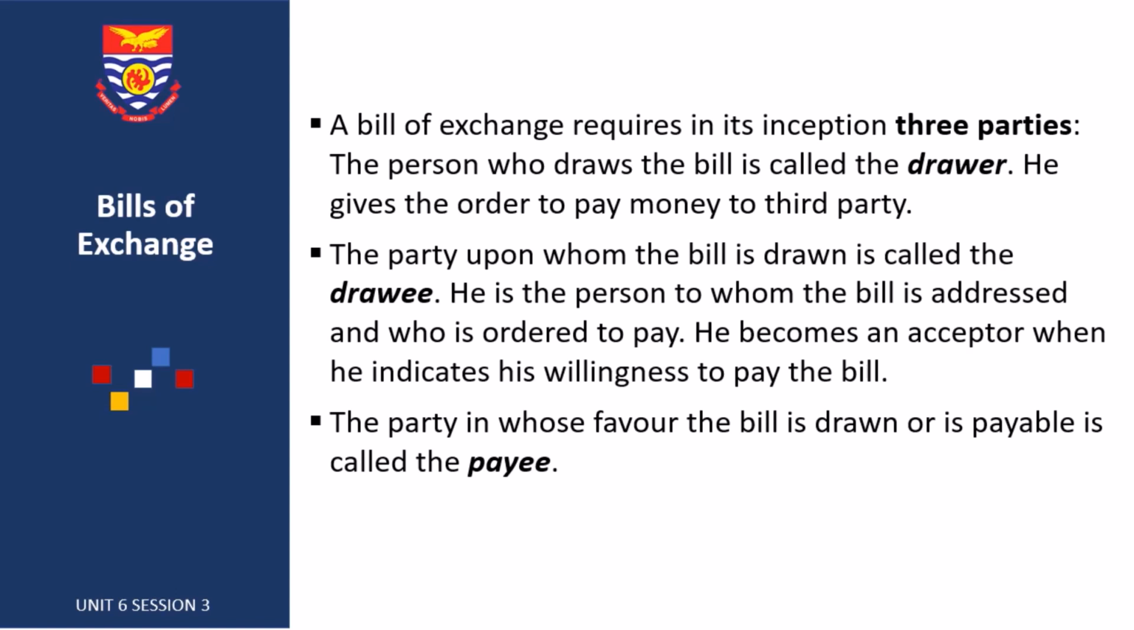So I write the letter, I'm a drawer, and I order, let's say, party A to make payment to party C. So the party A is the drawee, and then he becomes an acceptor when he indicates his willingness to pay the bill. The party in whose favor the bill is drawn or is payable is called the payee. So basically, these are the three parties involved. So you draw the bill, you give it to a drawee, indicating that that party should pay it to the payee or a different person.